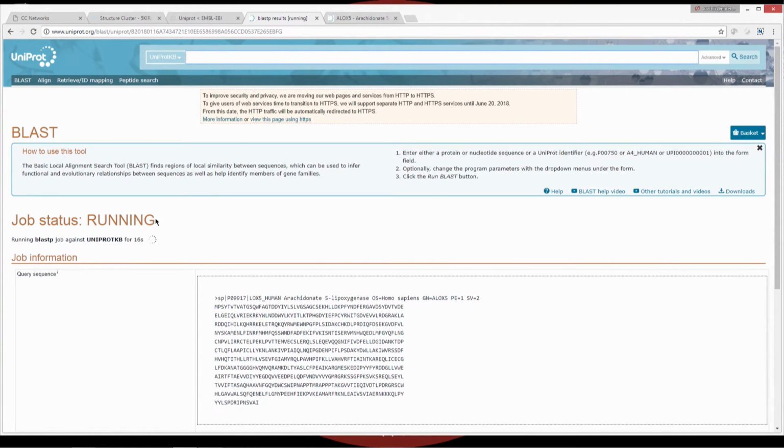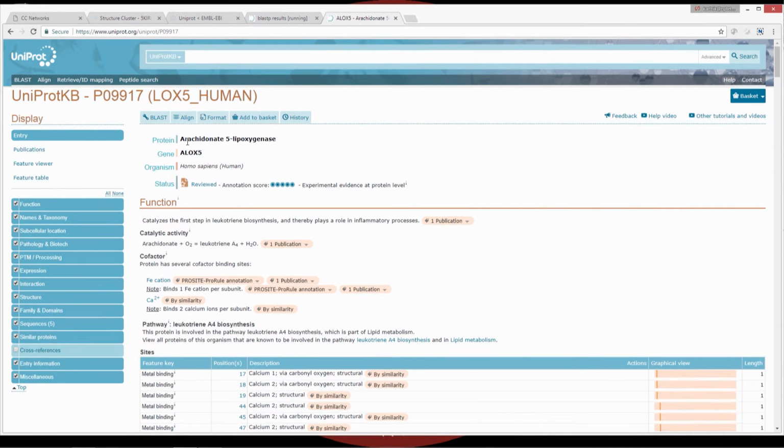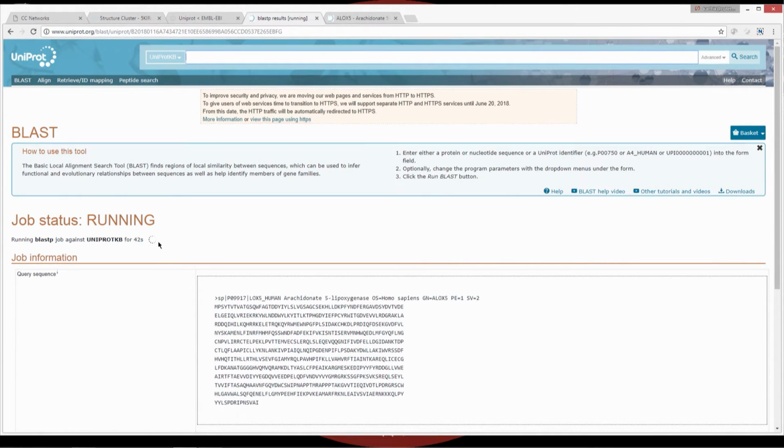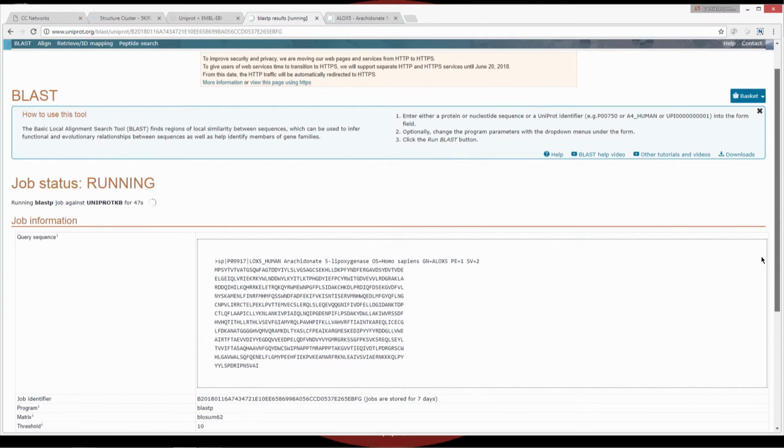So it is trying to look at different 5-LOX proteins and trying to get their sequences, that is the 2-dimensional sequences. Okay, I got the UniProt number of 5-lipoxygenase, that is human 5-lipoxygenase, is called P09917. Okay, the job is still running. So we can look at various 5-LOX proteins which have a sequence similarity to this particular protein actually. Okay, it is still running.